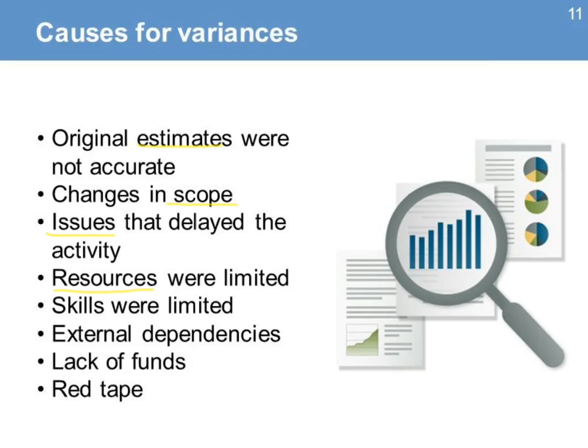Resources were limited as compared to what was required in the plans. Skills were limited or not adequate to what is needed in the project. External dependencies from other partners, organizations, or projects. Lack of funds. Maybe an activity was delayed because the time to transfer the funds was longer. Red tape. The bureaucracy and processes that are too complex and require more time than what was actually estimated.